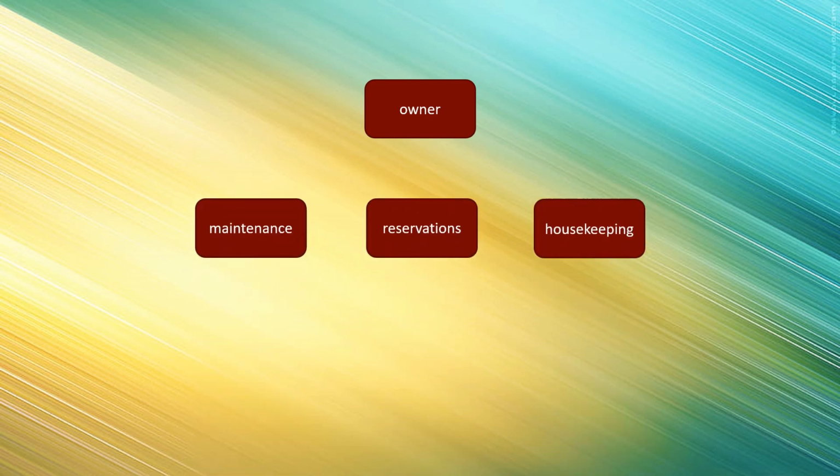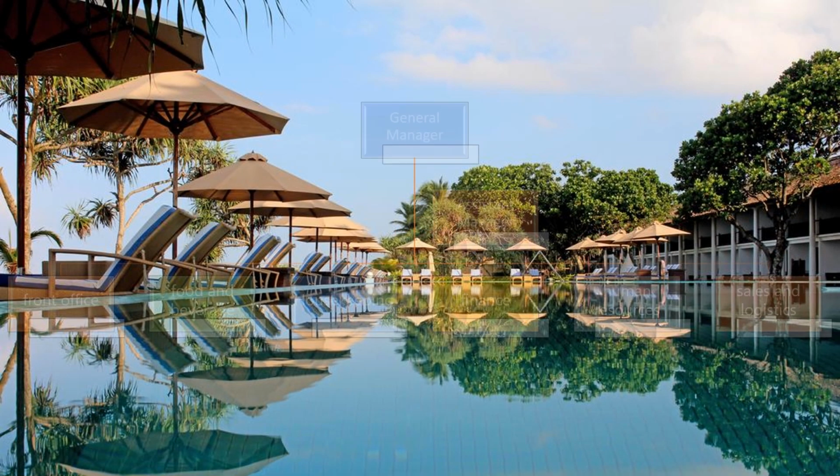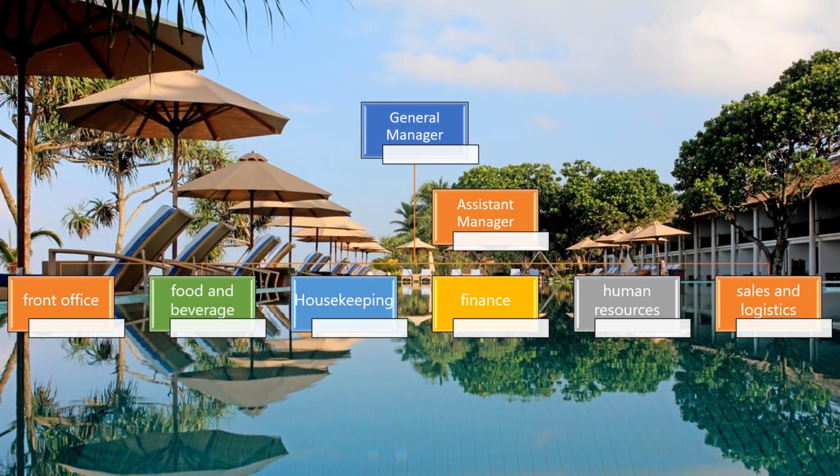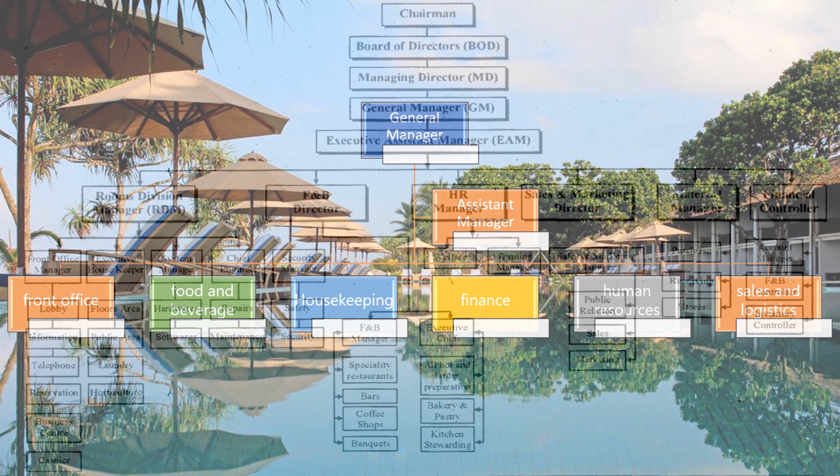A small hotel with a handful of employees may feature a two-level chart with the owner at the top and the lines connected to maintenance, reservation, and housekeeping. Meanwhile, a medium-sized hotel organizational structure could segment into 6 or 7 divisions, including front office, food and beverage, housekeeping, finance or the account department, human resources, sales and logistics. Further, maintenance and engineering departments might be included.